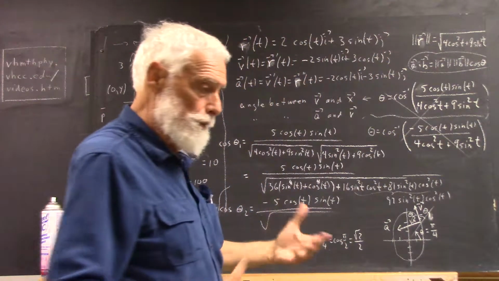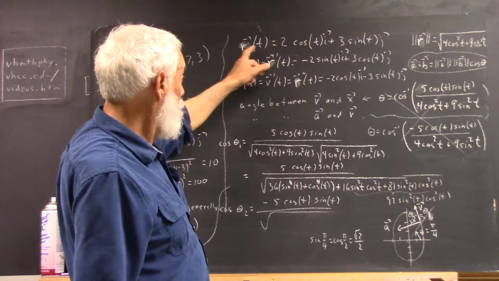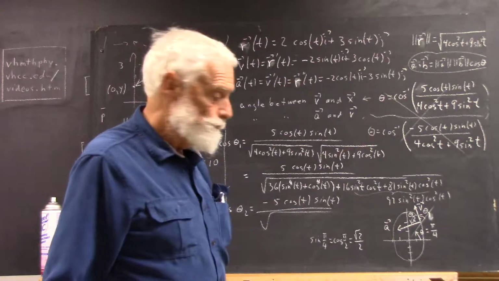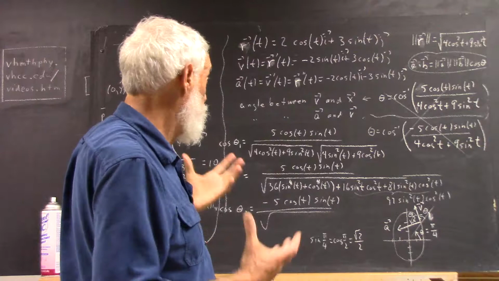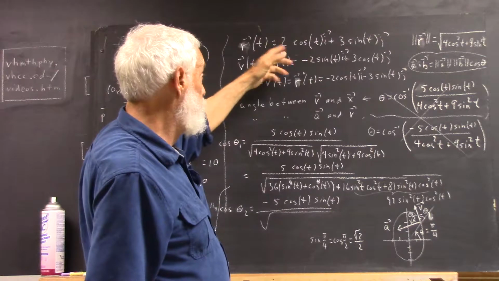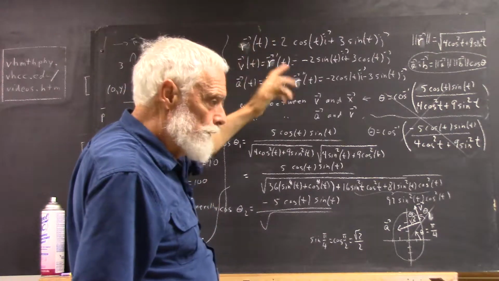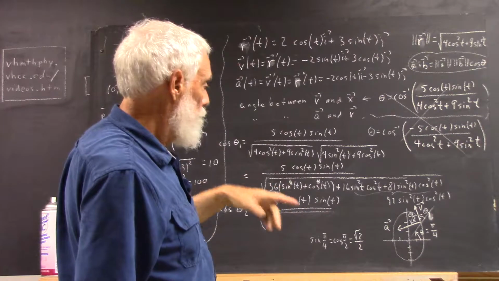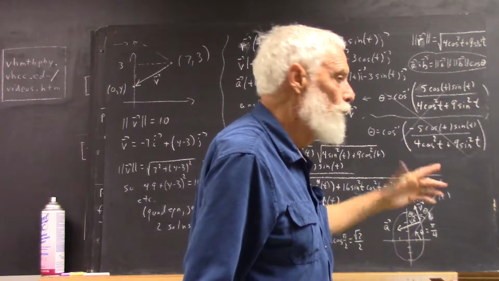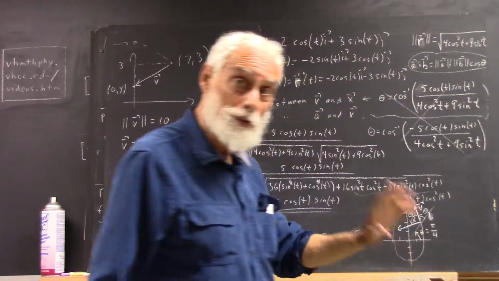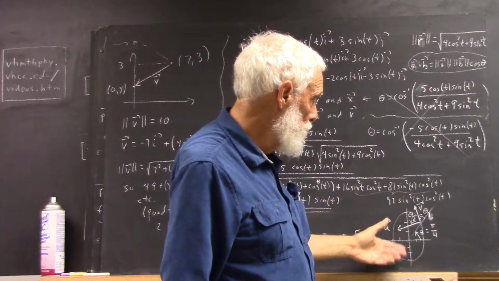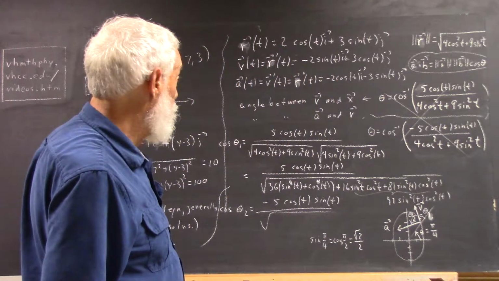Okay, today we did quite a bit of analysis on this r of t function, 2 cosine t i plus 3 sine t j. Of course, as we saw previously when we were talking about parametric equations, this vector function is going to trace out an ellipse, and the ellipse will look something like this. It's centered at the origin, with a semi-axis of 2 on the x-axis and a semi-axis of 3 on the y. Okay, so we know that.